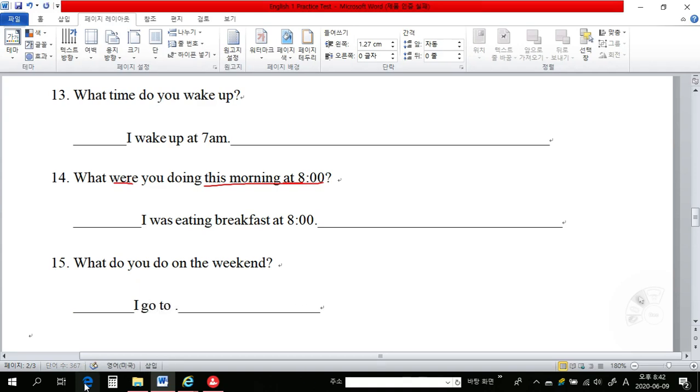I go to work. I go to the beach. Yeah, that's what you do on the weekend. So again, subject, verb, preposition, object. So a subject, verb, object. Make sure you have a preposition if you need. So what do you do on the weekend? We have the answer there.